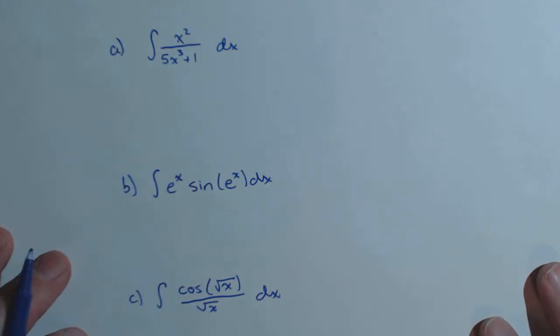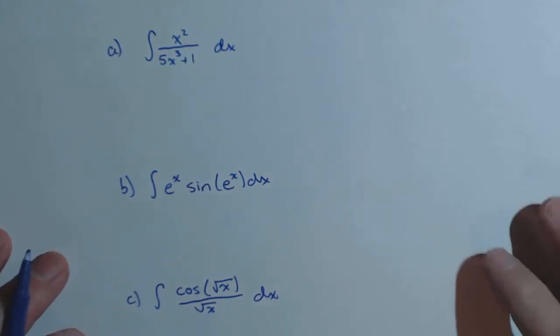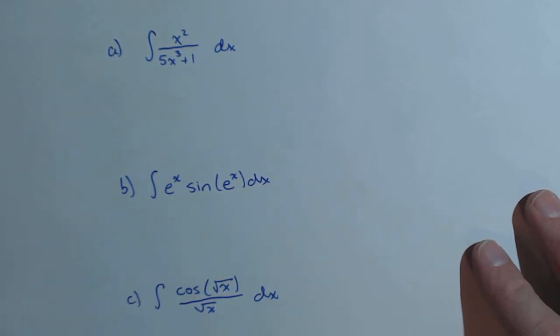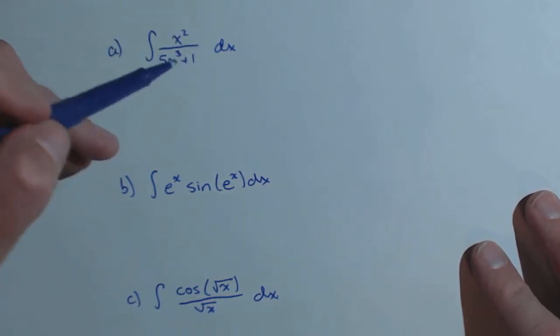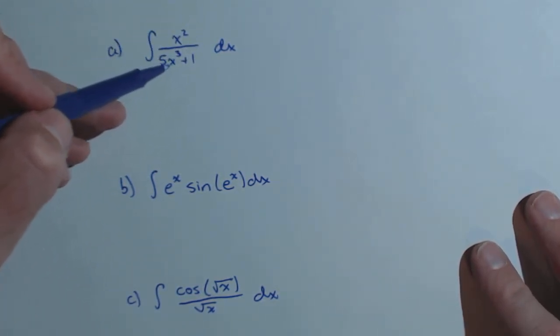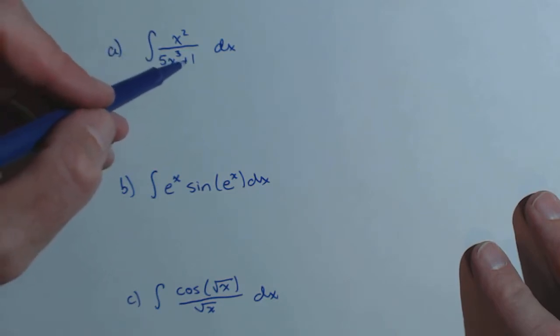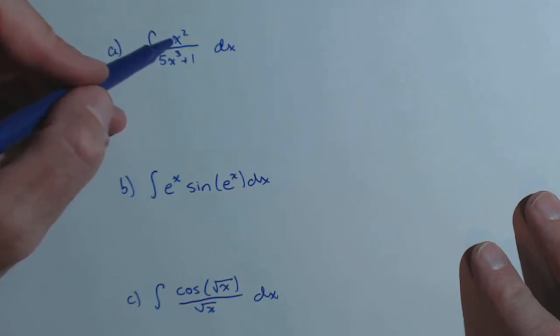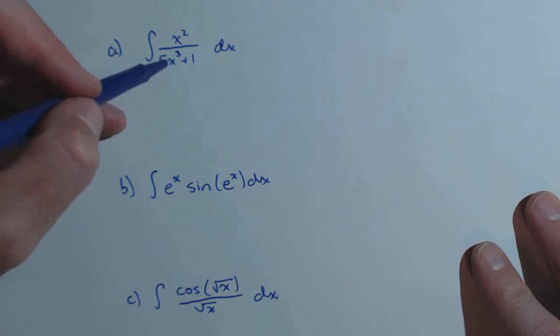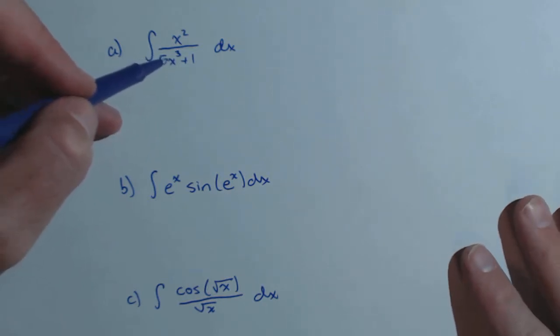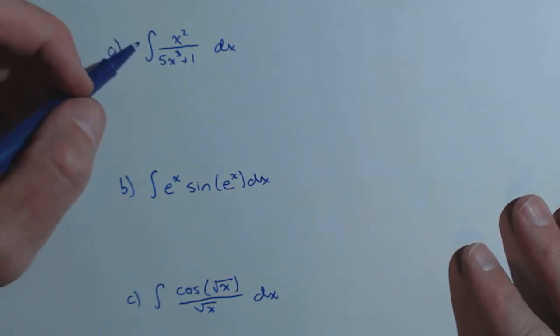In this video, we're going to calculate some indefinite integrals using u substitution. And I'll talk a little bit about how I'm choosing my u. Looking at part a here, what I notice is I've got a 5x cubed plus 1 in the denominator and an x squared in the numerator. Remember, your choice of u must have its derivative in there, give or take a constant.